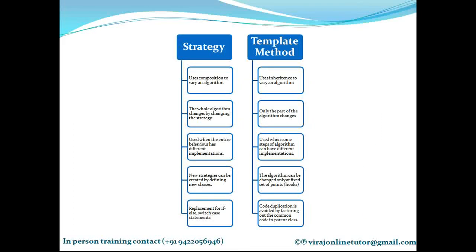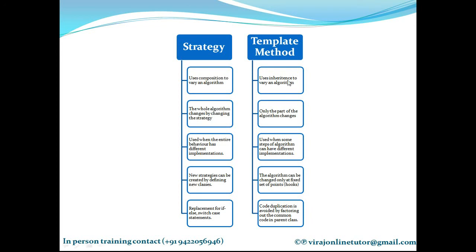Okay. So now that I have covered strategy design pattern and template method design pattern, now I would like to have a comparison between these two. How is strategy pattern different from a template method design pattern? So strategy uses composition to vary an algorithm. So in the context class, you can compose the strategy object. In context class, you have to compose the strategy object. So you have to use composition to vary the different algorithms.